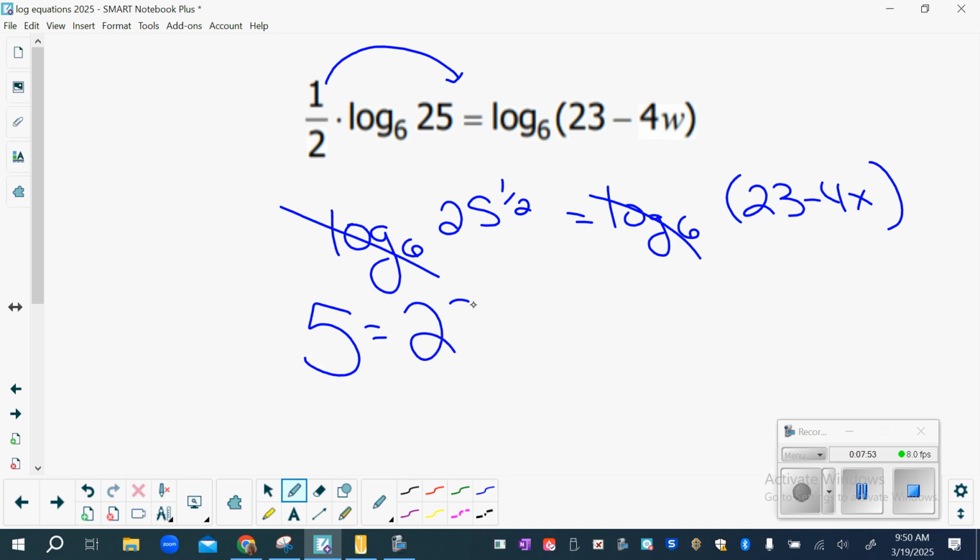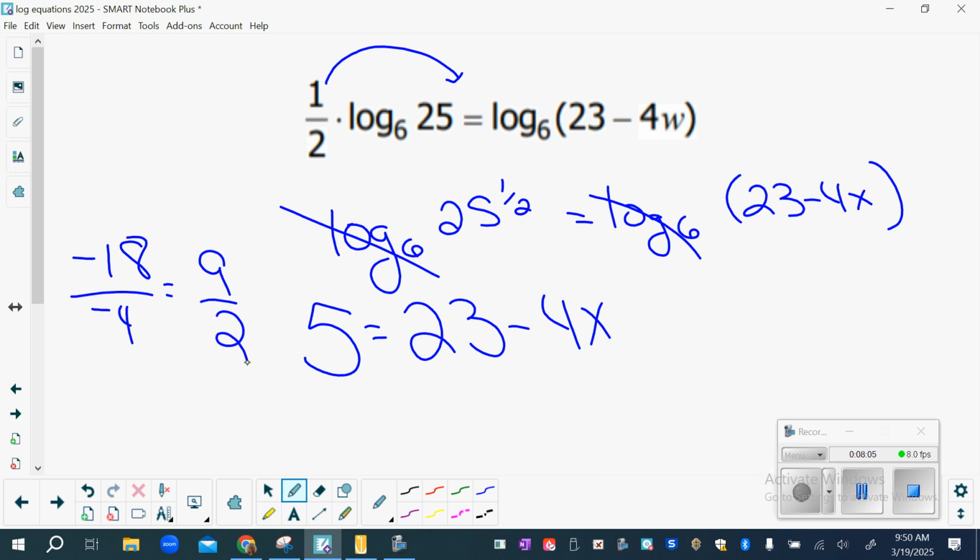Is this a dumb answer? Sure. I'm going to move that over. Do you get something like negative 18 divided by negative 4? I get like 9 over 2. Does that seem right? Something like that.